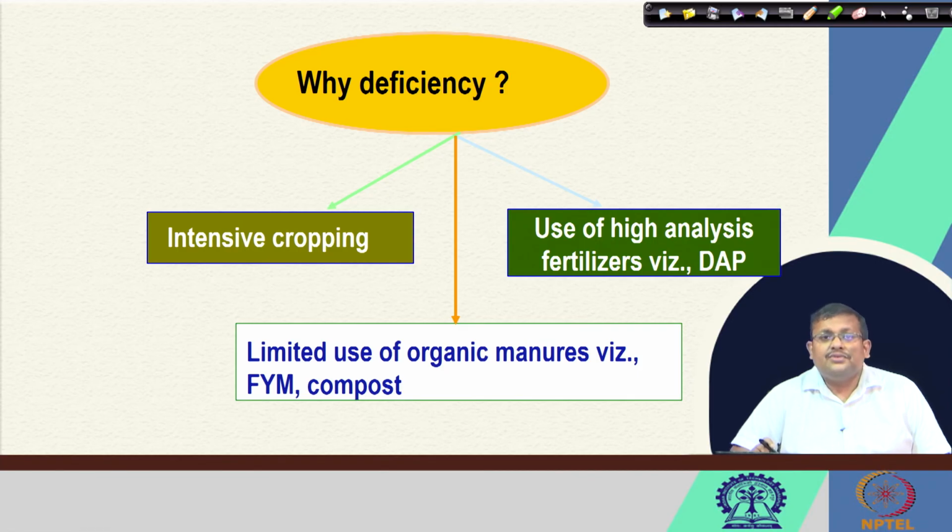Now, why is boron deficiency a widespread problem in India? There are several reasons. First of all, intensive cropping is one of the major reasons of boron deficiency, and limited use of organic manures like FYM and compost is another reason. And finally, use of high analysis fertilizers such as DAP is another cause of boron deficiency. When we apply these high analysis fertilizers which do not contain any particular micronutrient, they help in vigorous growth of the crop, but the problem is that this enhances the micronutrient demand, or in other words micronutrient deficiency.